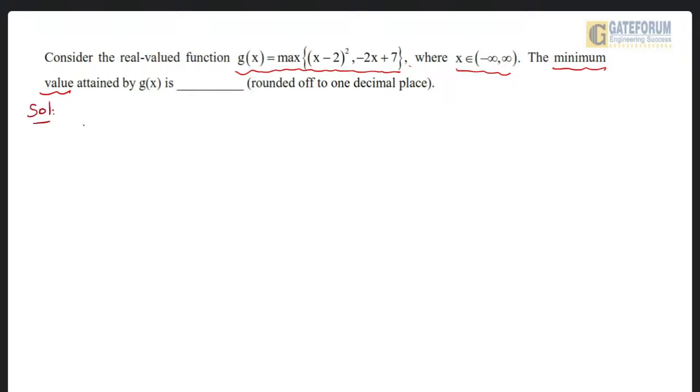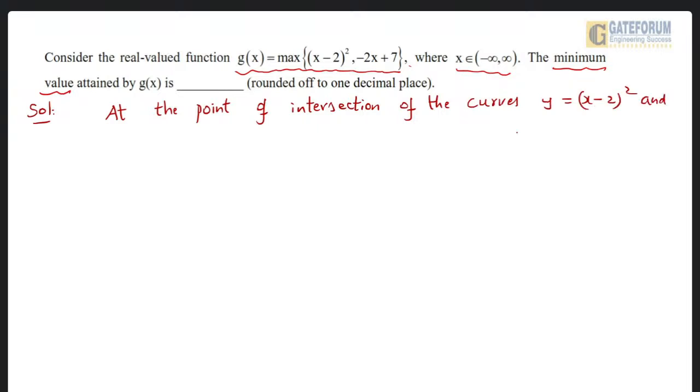Solution. So first of all, to find this maximum of the two functions, each function represents a curve. First, we find the point of intersections of these two curves. That means where these two curves are meeting. At what values of x these two curves are intersecting. So g of x given, there x. At the point of intersection of the curves y is equal to, each function is denoted by y is equal to f of x, x minus 2 whole square, and y is equal to minus 2x plus 7.